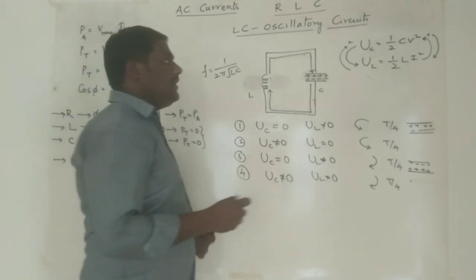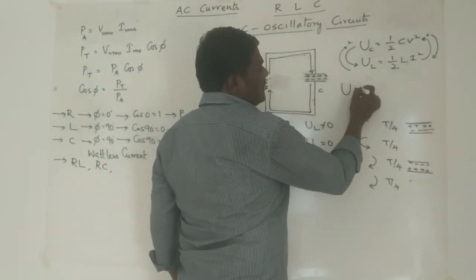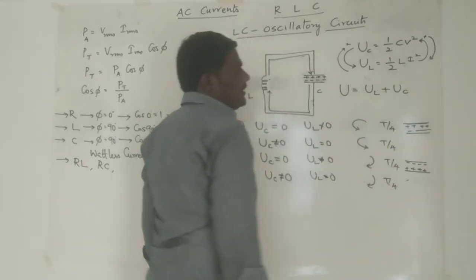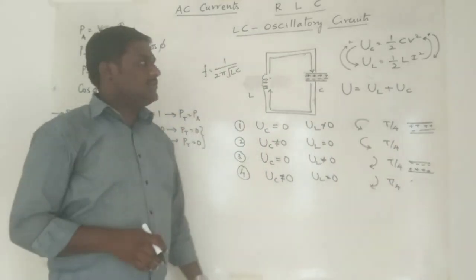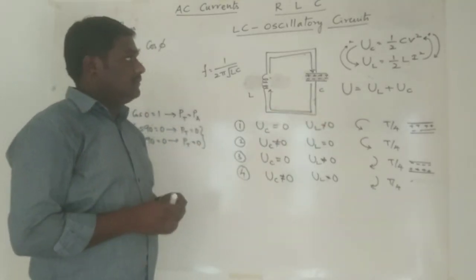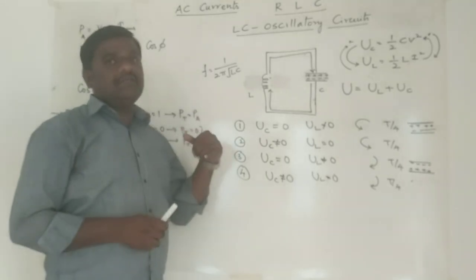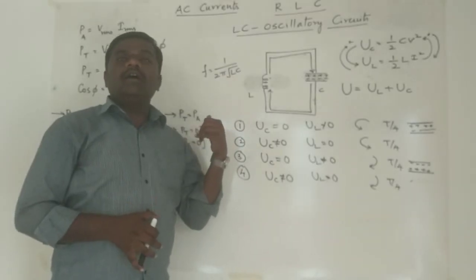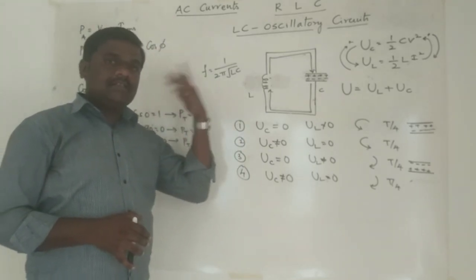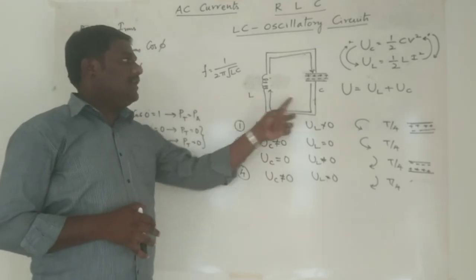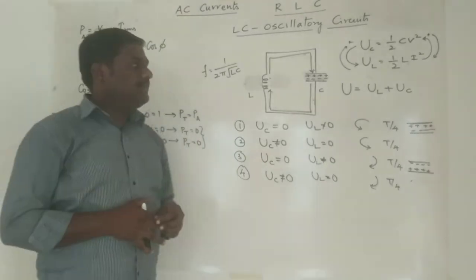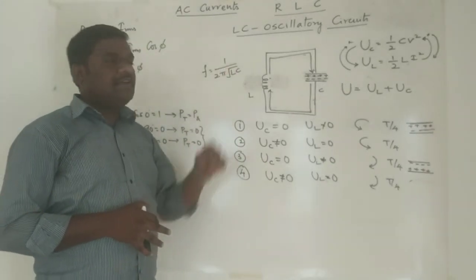Now, at any time, the total energy across the circuit is equal to the energy across the inductor plus the energy across the capacitor. You can substitute those expressions there as half L I square plus half C V square. Now, these oscillations will be used in the working function of amplifiers. That we will discuss in semiconductors, where the LC oscillator circuit is used in amplifying signals. So this is the concept of the LC oscillator circuit.